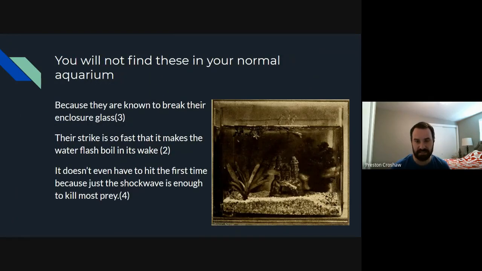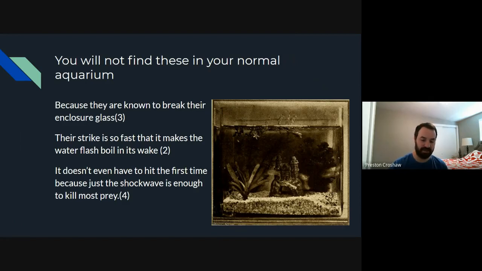It is so fast that it breaks the enclosure glass of most aquariums, and it actually makes the water behind their strike flash boil. It's really crazy. We don't really understand a lot of what's going on, but for some reason, it actually also releases some light when it strikes against things. It's amazing. So they don't really have to even hit something for it to stun or kill. They can completely miss and it will still stun their prey. They use these to crack open clams and so forth.